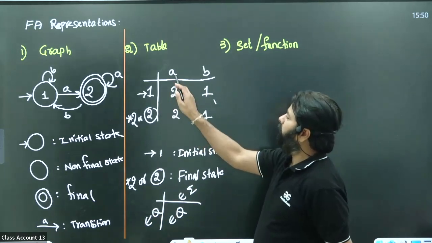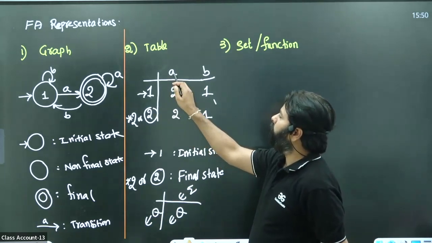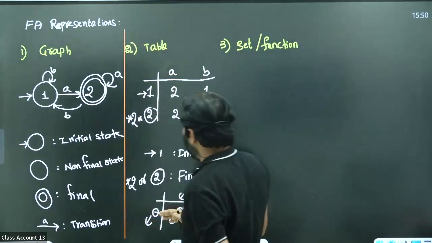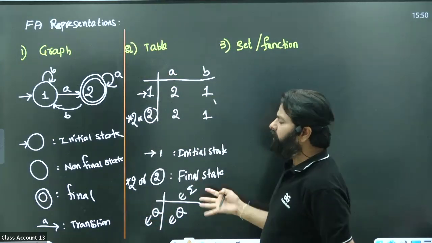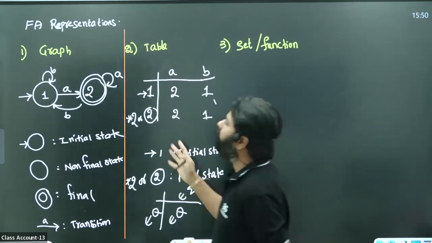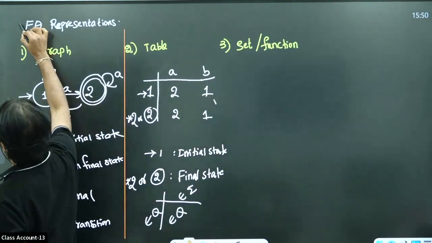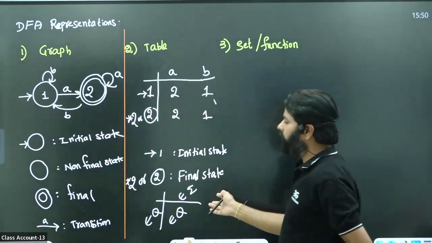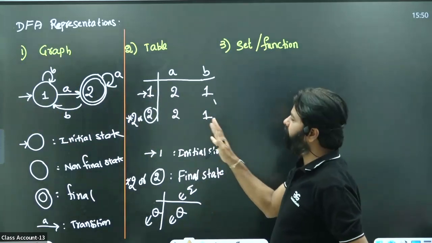So every entry, 1 on A gives 2. So this belongs to Q, belongs to sigma, belongs to Q. The definition you know it. For DFA, Q cross sigma maps to Q. For NFA, it is slightly different. I'm only drawing for the DFA representation. The same notations are also applicable for NFA. But the table and graph look a little bit different.